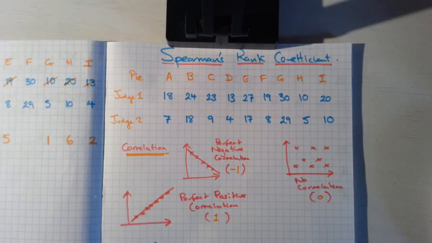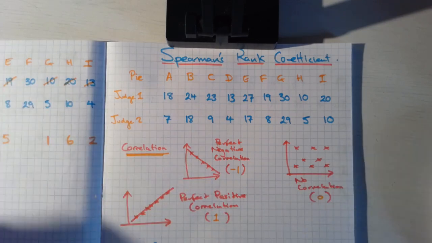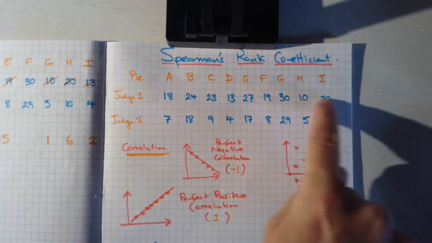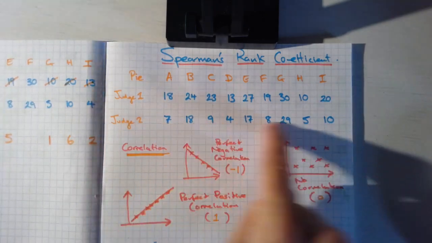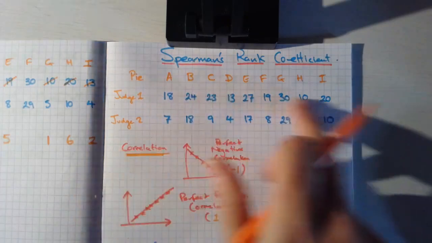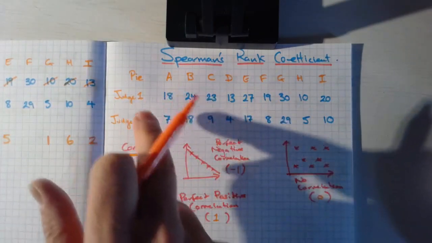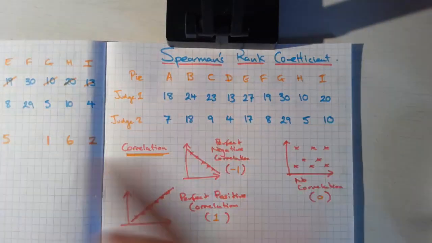Okay, today we're going to look at Spearman's rank coefficient of correlation. And I've got a question here that you can see straight away. This is a pie eating competition. There are 9 pies. Judge 1 has scored them with these scores, and Judge 2 has given the pies these scores. Judge 1 has obviously given the pies a better score than Judge 2, but what we want to test is whether Judge 1 and Judge 2 are in numerical agreement.